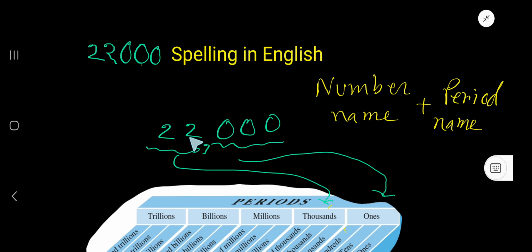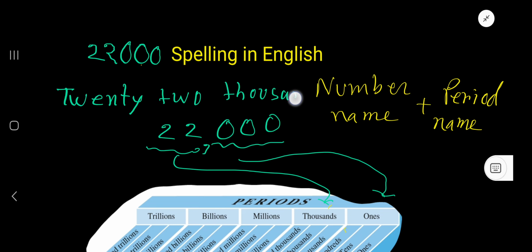So in thousands period, we are getting the number 22. So right here, 22, twenty-two. Then we have to write the period name, thousand. From number 21 to 99, we'll use a hyphen. So here you have to place a hyphen between 20 and 22.